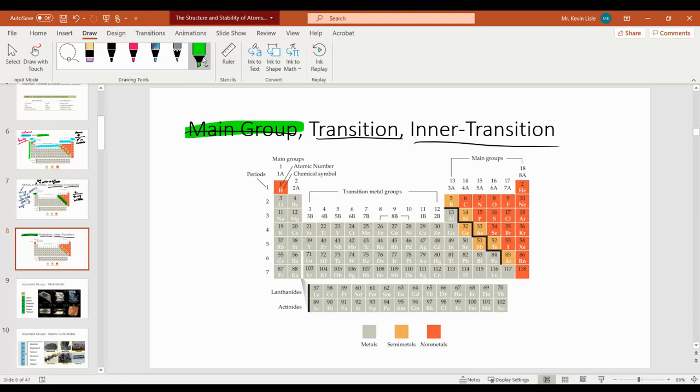They consist of the first two columns of metals on the periodic table and the last six columns on the periodic table, which are metals, nonmetals, metalloids. All of them fit into the main group. And in a first year chemistry class like ours, almost all of our attention is going to be dedicated to talking about main group elements.